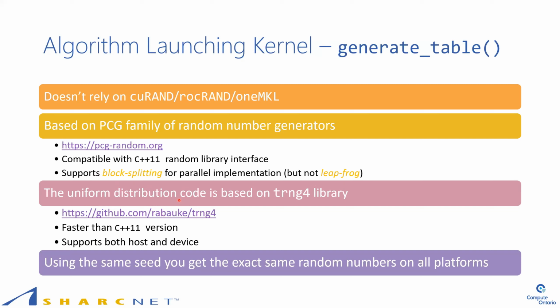And the uniform distribution code, on the other hand, is based on the TRNG4 library. You can check the source here. The reason that I used it is it's faster than the C++11 version and supports both host and device. So the good thing about this whole implementation is that it's using the same seed. You get the exact same random numbers on all platforms, no matter if you use CUDA, oneAPI, ROCm, or it's on CPU, GPU, FPGA, or else.